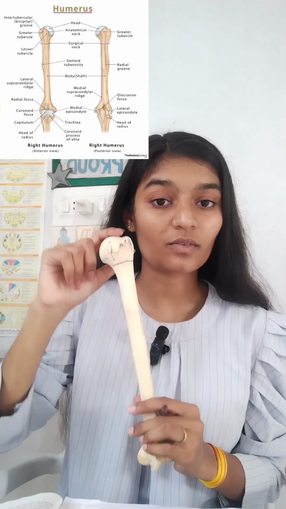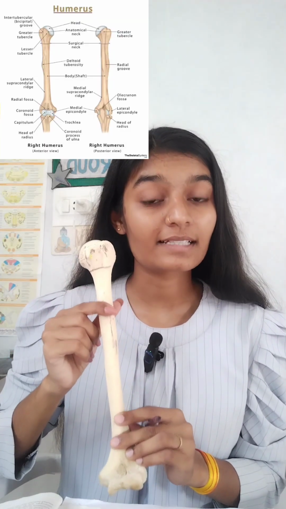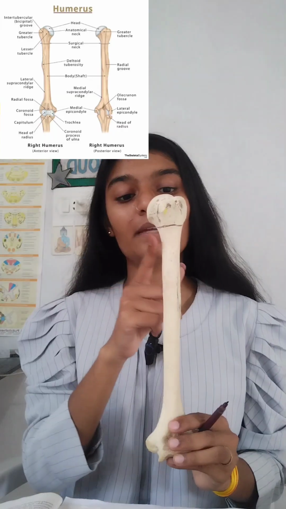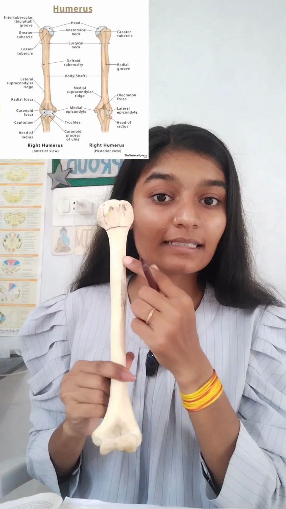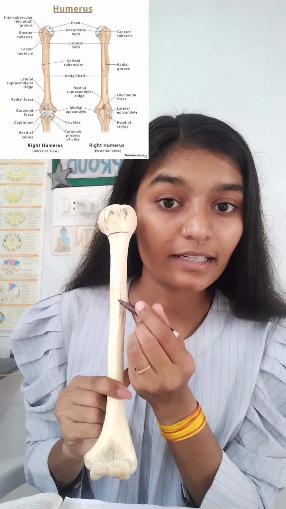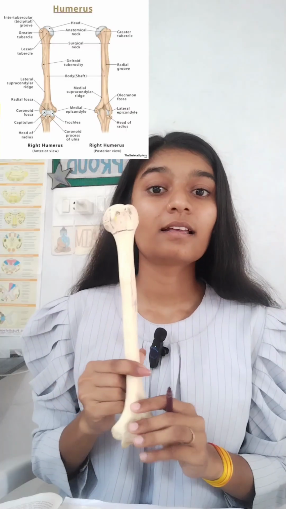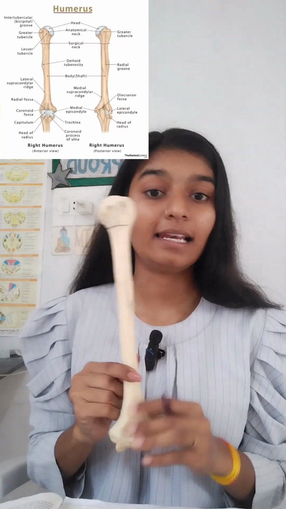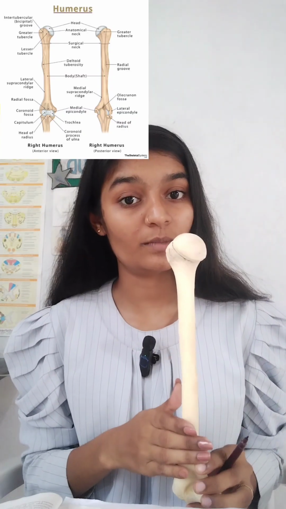So these are the features of the upper end, and now second is the shaft. The shaft has three borders and three surfaces. First is the medial border, the lateral border and this is the anterior border. The shaft has three surfaces. On the medial side it is called the anteromedial surface, on the lateral side the anterolateral surface, and third is the posterior surface of the humerus.